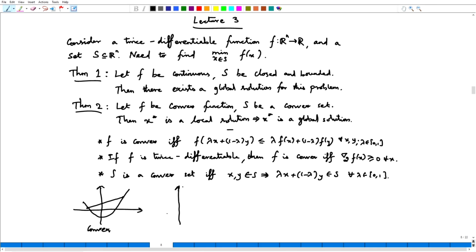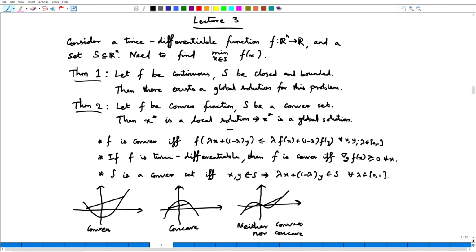and when you have a function of this sort, where the line always lies below the curve, we call that a concave function. And when you have a function like this, you have certain set of points where the line is below the curve and certain set of points where the line is above the curve. So, this function is neither convex nor concave.